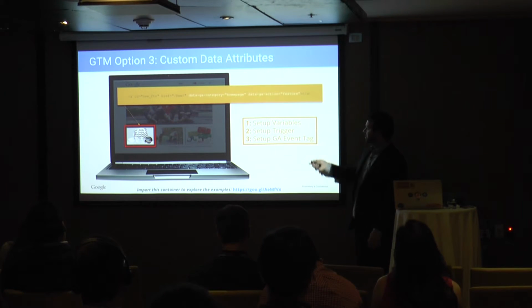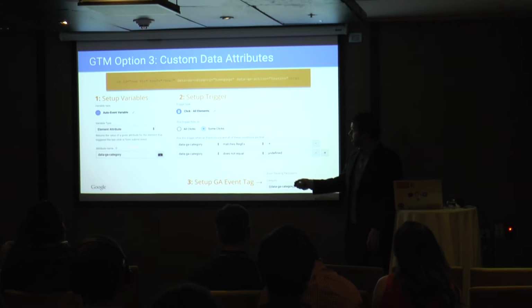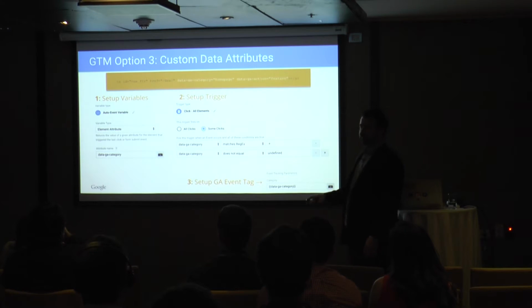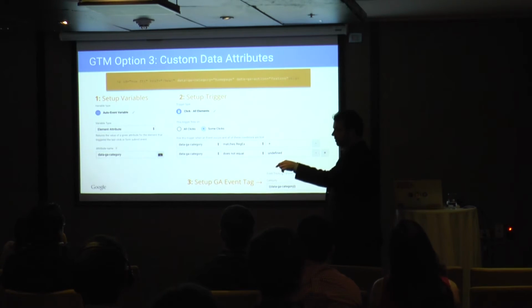And there's 3 steps to this. And those steps are, 1, set up the variables. So you would set up an element attribute. It's an auto event variable set to capture data-ga-category. So this will capture that parameter value when that element is clicked. We set up the trigger, some clicks.